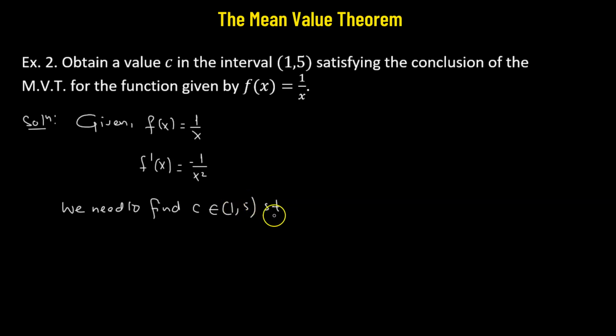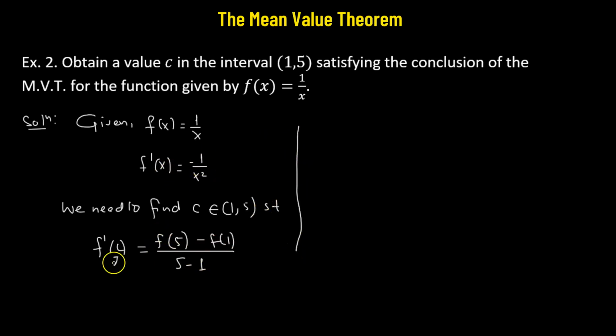1 and 5 such that f prime of c is equal to f calculated at 5 minus f of 1 divided by 5 minus 1, which means that the slope of the tangent line calculated at that particular point c, which we need to find, is exactly equal to the slope of the secant line. So we have f prime of x equals negative 1 over x squared. So f prime of c will be negative 1 over c squared. So this is equal to, so f of x is 1 over x. So f of 5 will be 1 over 5 minus f of 1, which is 1, divided by 5 minus 1.